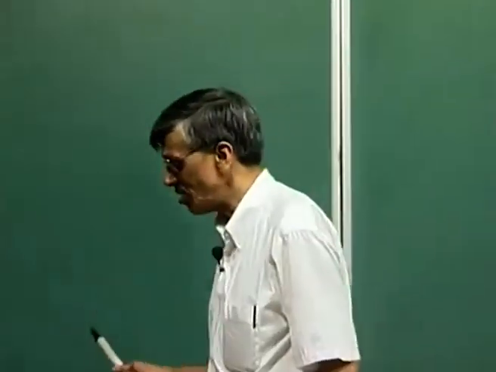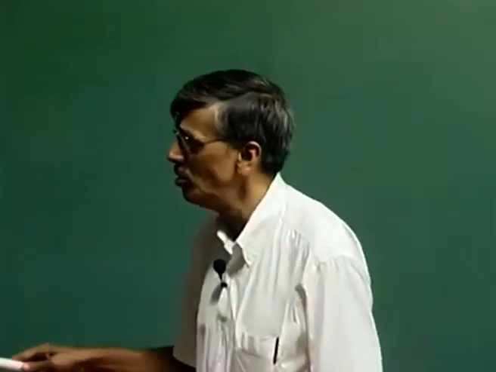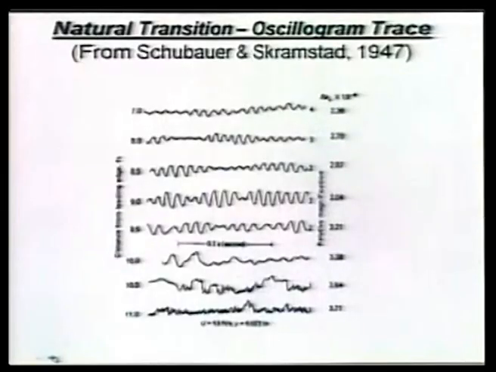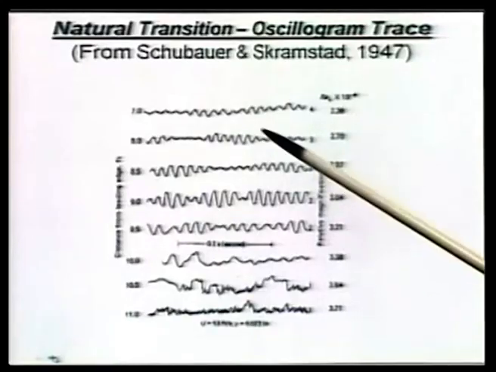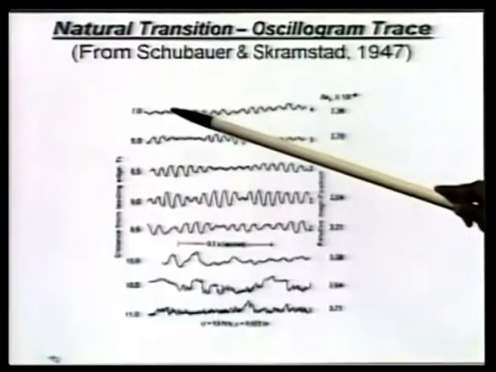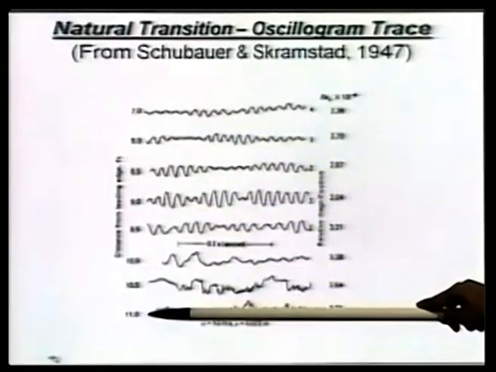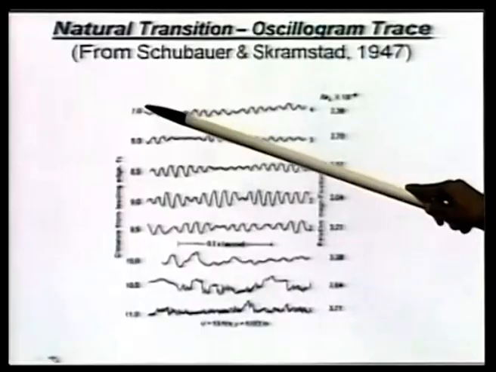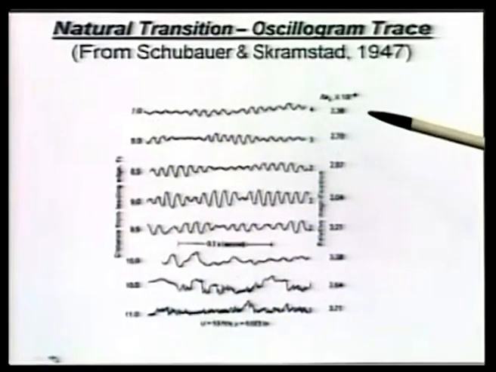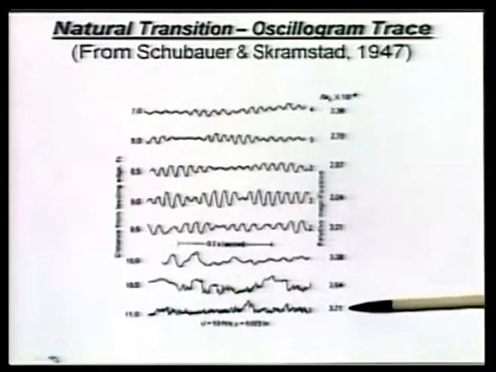In a natural flow, this is how you would see the trace. If you put a probe at a particular point, then this is how it would be as a function of time. These are at different locations from the leading edge of the plate. So, distance is growing in this direction. The corresponding Reynolds number based on current length goes on like this.